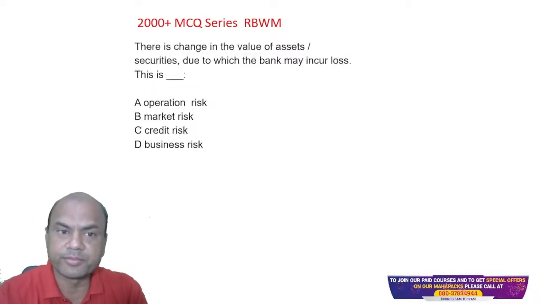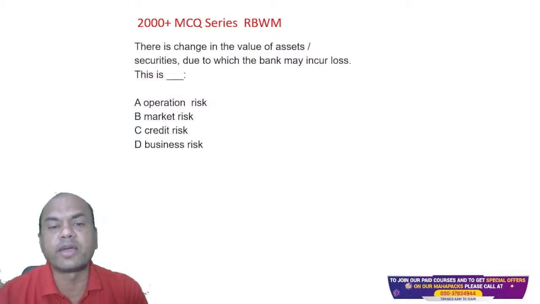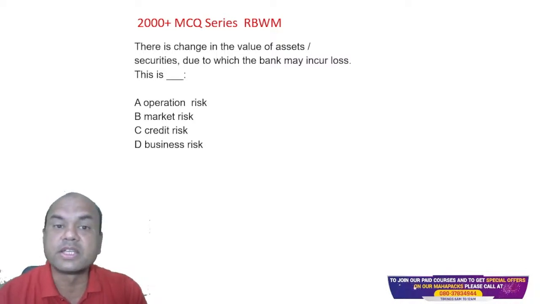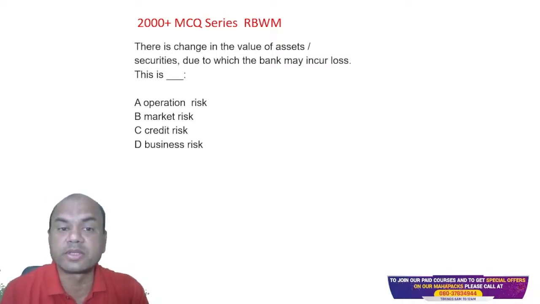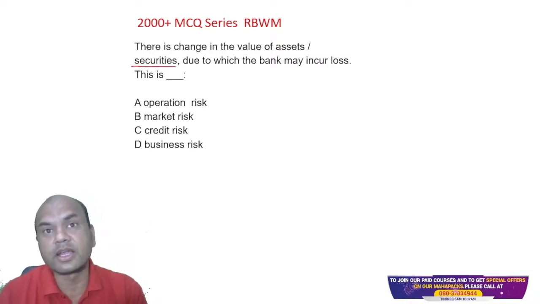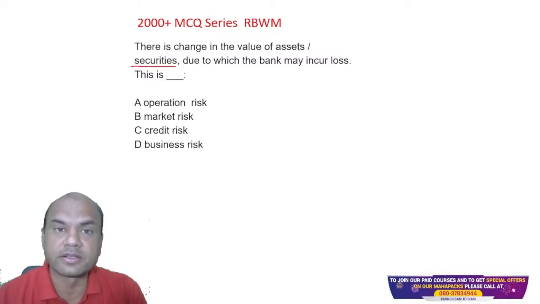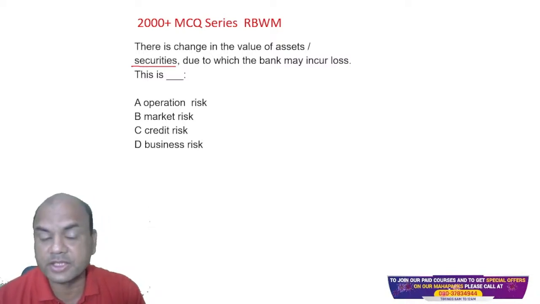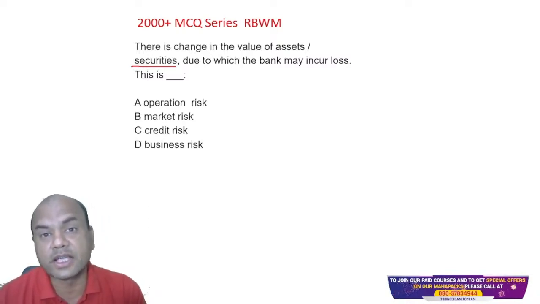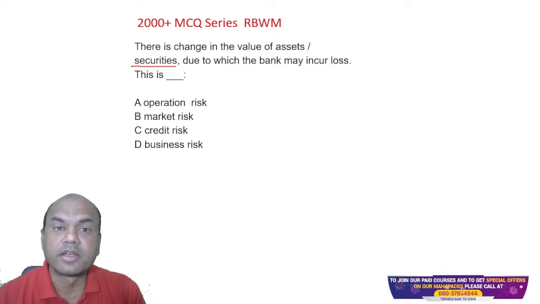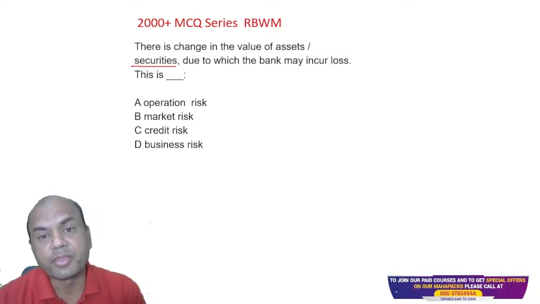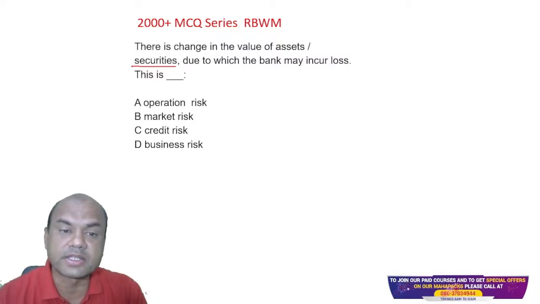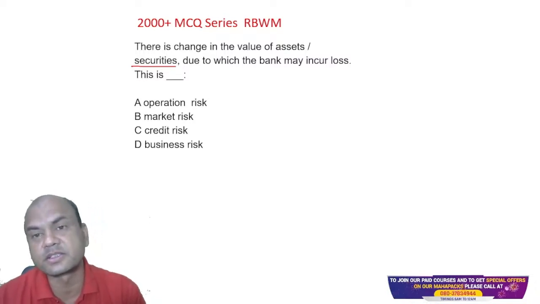Remember this. There is a change in the value of assets or securities, due to which the bank may incur loss. Securities means the securities which I have taken. Suppose I have given you a loan and I have taken, let's say, gold against it. And tomorrow the gold rate falls very drastically, because that is a security. Or I have given you a cash credit, CC, and I have taken stock against that, and the value of this stock becomes zero. Then this risk is called what? Operations risk, market risk, credit risk, business risk.